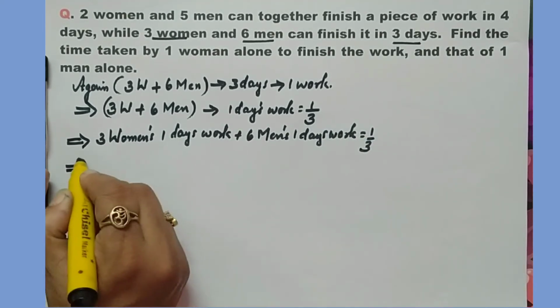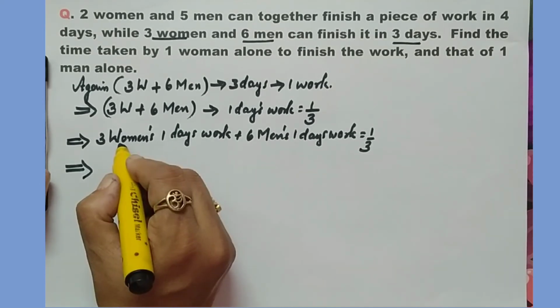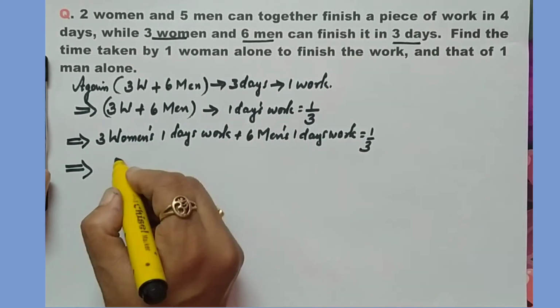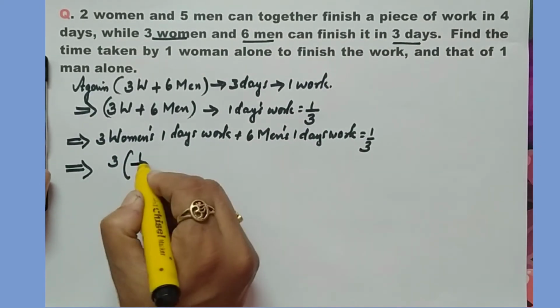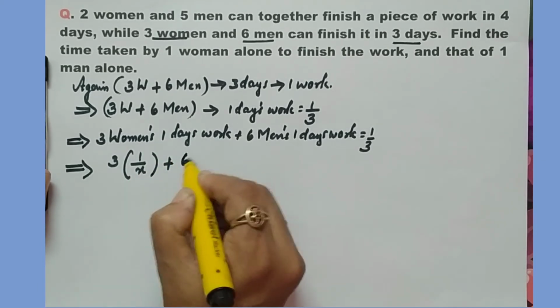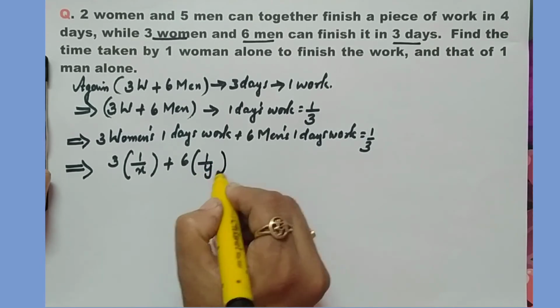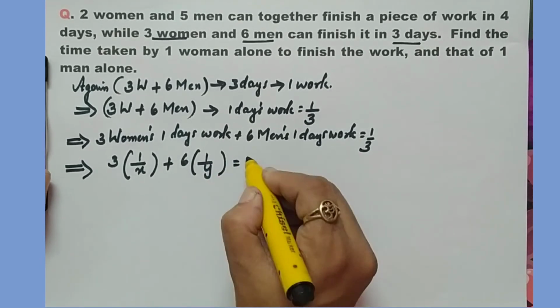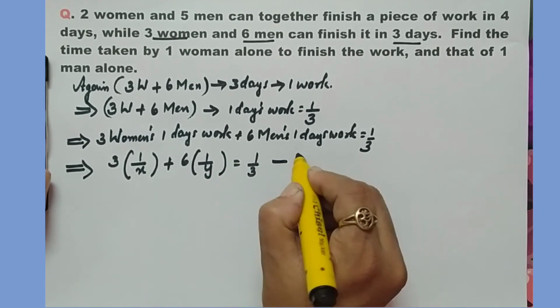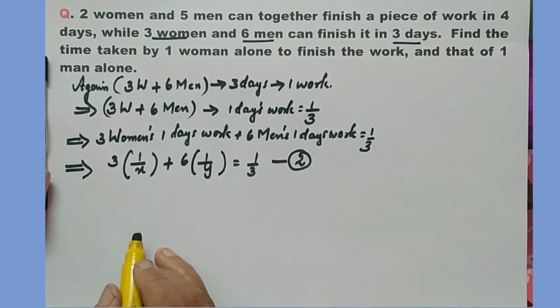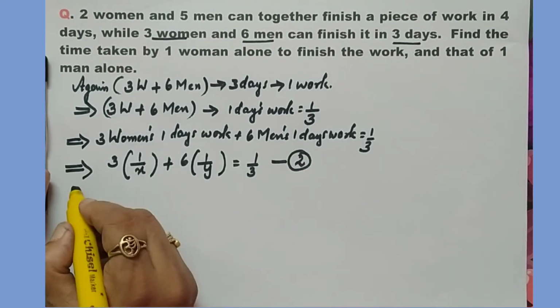I am going to substitute the values. 1 woman's 1 day's work is 1 by X. So 3 women's 1 day's work is 3 into 1 by X, plus 6 men's 1 day's work, 6 into 1 by Y, equals 1 by 3. Equation number 2. Thus you have 2 equations, equation 1 and equation 2.